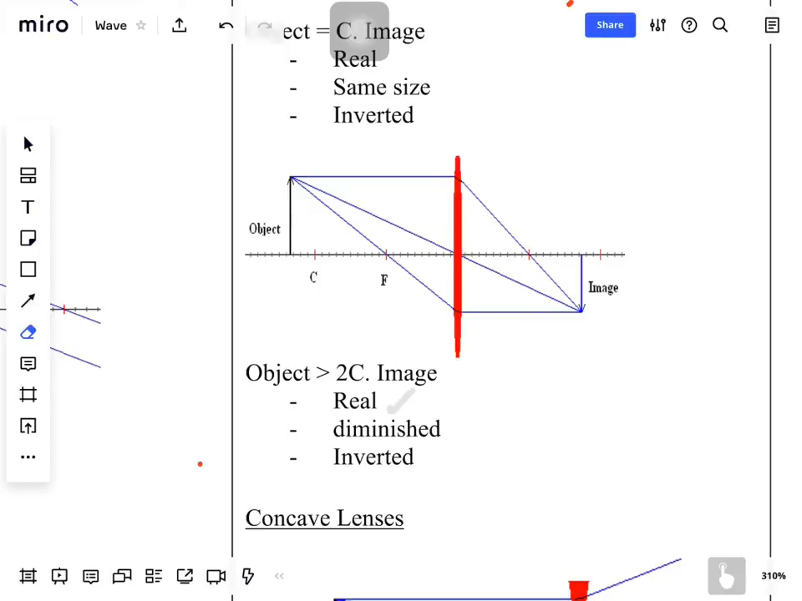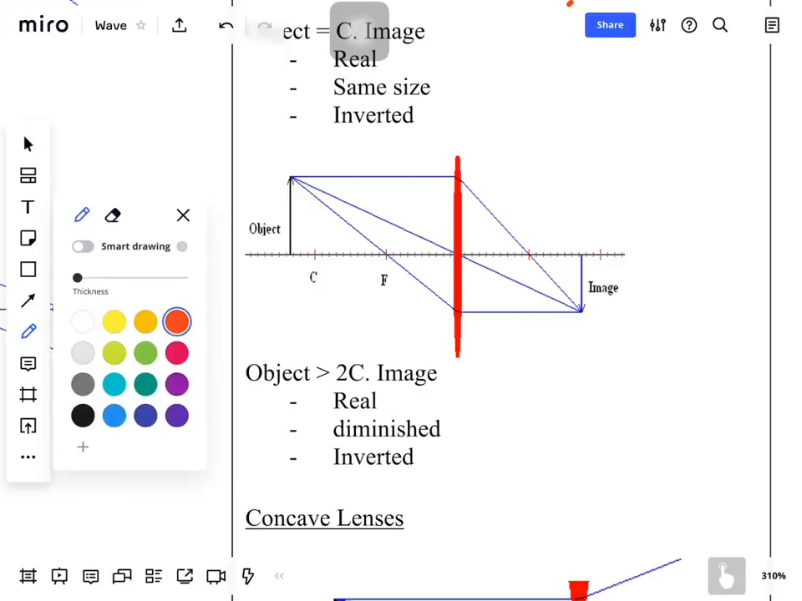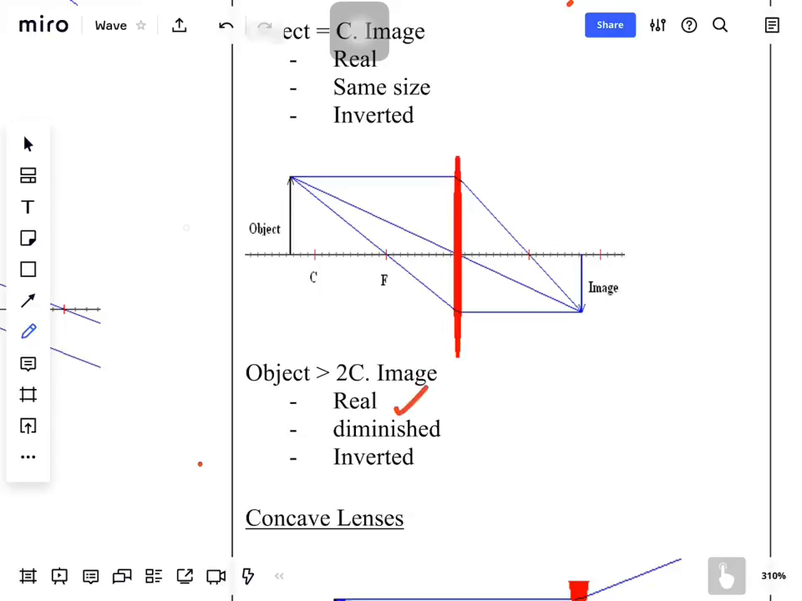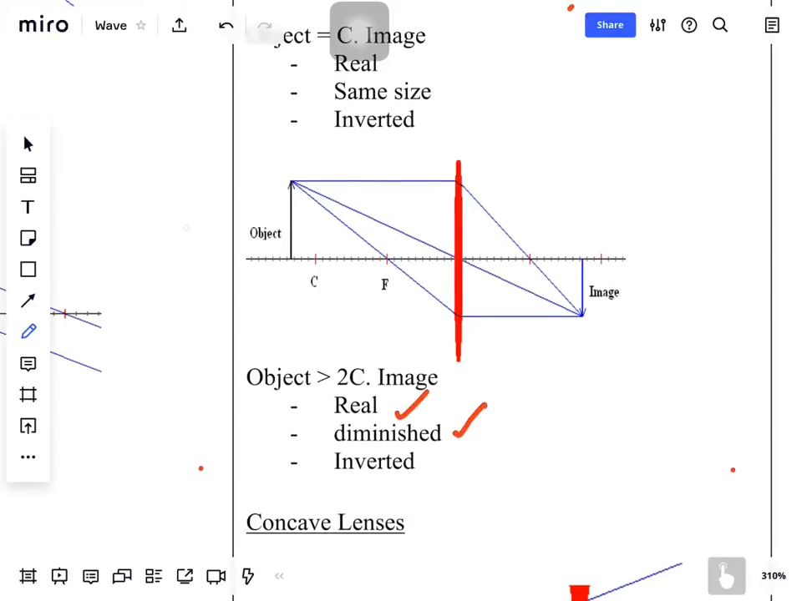You're going to produce a real image. First thing, it's going to be a real image. It's going to be diminished. That's the reason why a real star is very, very big, but if you're using a telescope, you tend to see the star a bit smaller because it is diminished over here. And it is inverted.